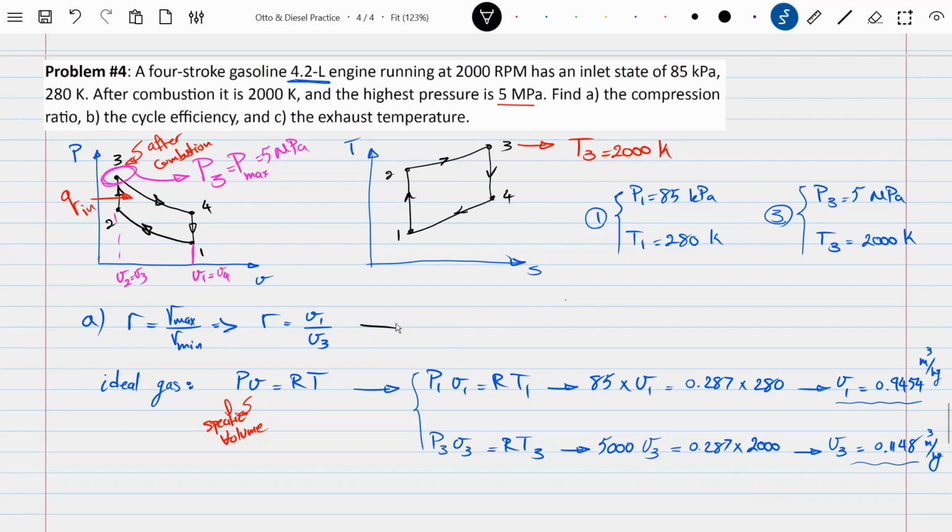I can easily plug these two numbers back into my compression ratio. V1 is 0.9454, V3 is 0.1148. You get that our compression ratio is 8.23.